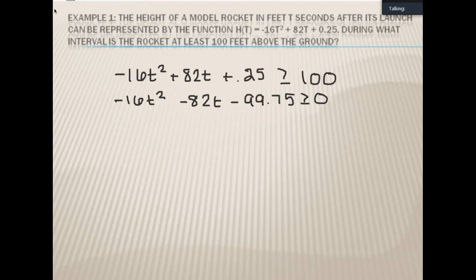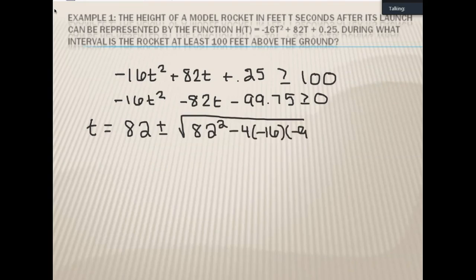And then I can determine the interval in which the roots are either going to be positive or negative. Since I want it to be greater than or equal to 0, I am looking for the positive values. This is not something we can factor, so we'll use quadratic formula. So it's negative b plus or minus the square root of b squared minus 4ac, all over 2a.